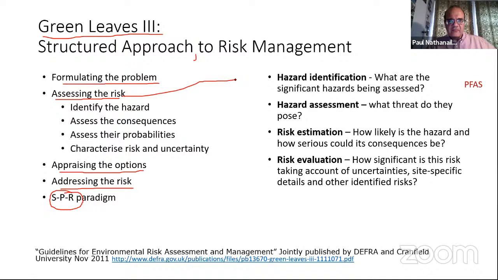So assessing the risk means, what are your hazards? How do they behave? Their fate, their transport, their toxicity? How much risk do they actually pose given the land use that you've got? And then given the legal context, is that risk a significant one? Does the legislation require action to be taken?